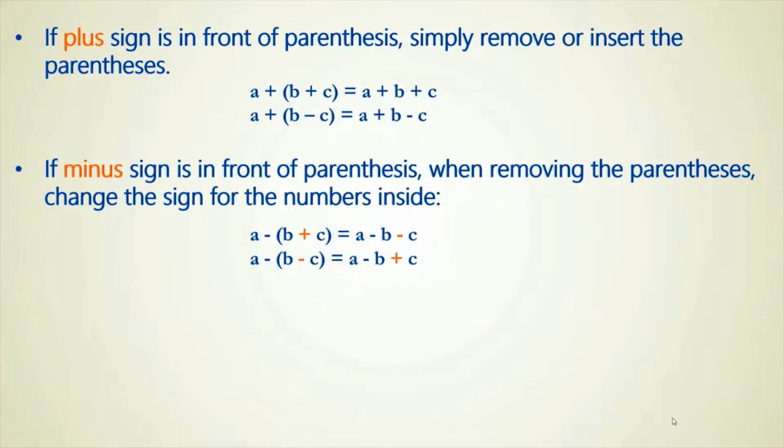So in here, to remove the parentheses around b plus c in the first expression, b plus c becomes minus b minus c. In the second expression, to remove the parentheses around b minus c, it becomes minus b plus c.